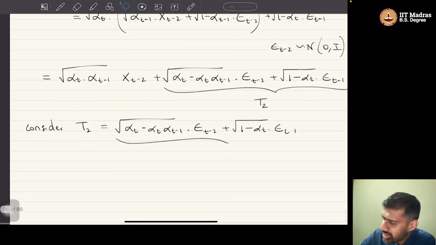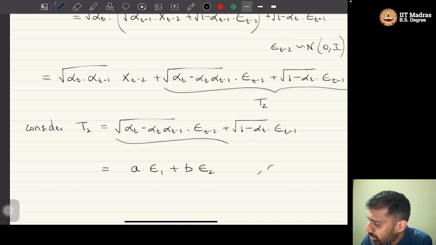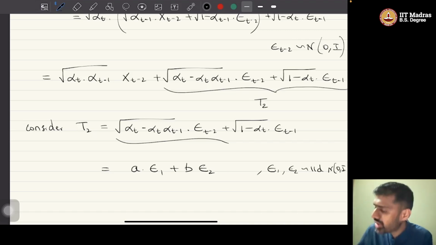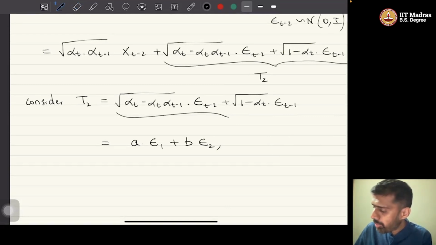Okay. What does this look like? You can simply write this way, right? This looks like some a times some epsilon 1 plus b times some epsilon 2, where epsilon 1 and epsilon 2 are drawn IID from normal 0, 1. So what we have is a linear combination of two random variables that are both drawn IID from normal 0, 1.